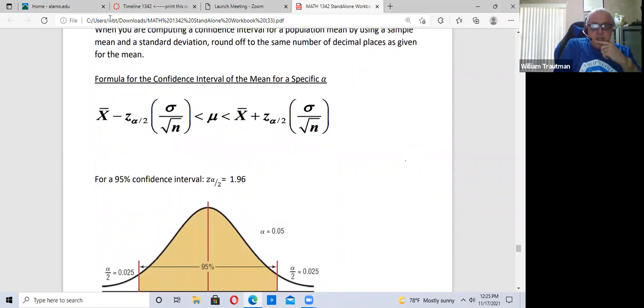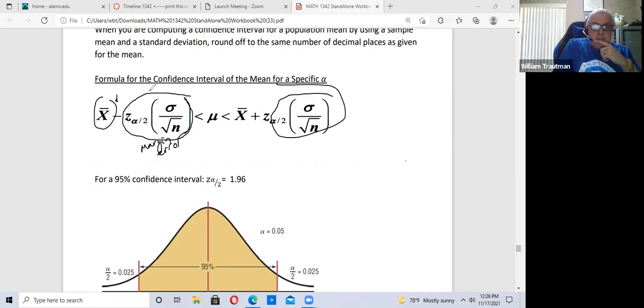This is the setup for the confidence interval. We did it last time. This part is the margin of error. This is the mean minus the margin of error. This is the mean plus the margin of error. Last time we also looked at the mean plus or minus the margin of error. And this is the margin of error, this whole thing here.